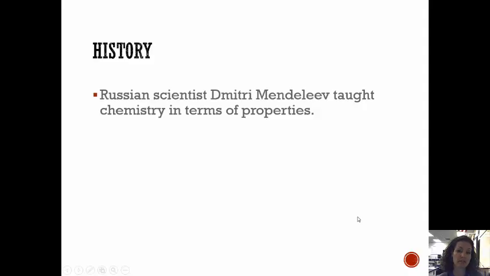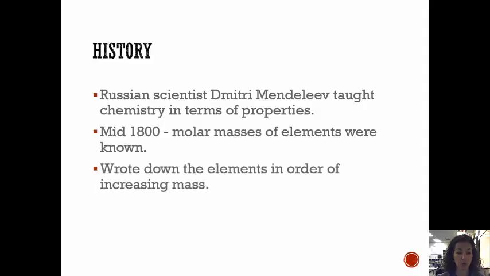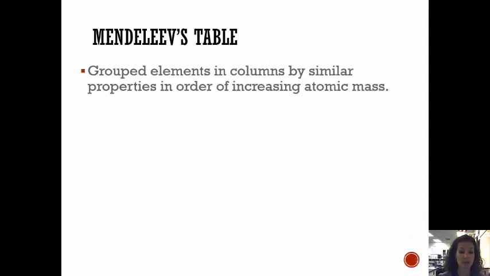There was a scientist called Dmitry Mendeleev, who taught chemistry in terms of properties and was determined to make a table regarding this. In the mid-1800s, which was really the century of chemistry, the molar masses of elements were known. He wanted to make sense of all these elements and put them in some sort of order. So he wrote them down in order of increasing mass and found a pattern of repeating properties. He then started putting them in rows based on those repeating properties, and he developed the first periodic table that is close to what we use today.